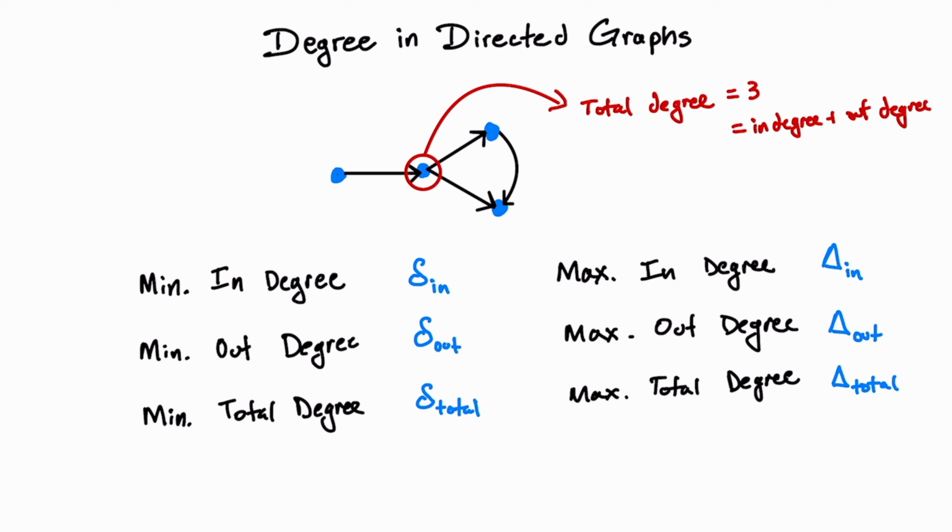But what about minimum and maximum in and out degrees? If you add those together, do you get the minimum or maximum total degree? To write this using the notation we've introduced, does the minimum in degree plus the minimum out degree equal the minimum total degree? And does the maximum in degree plus the maximum out degree equal the maximum total degree?